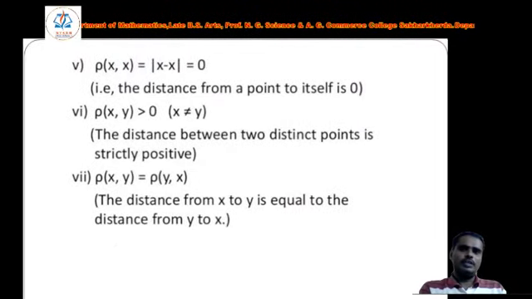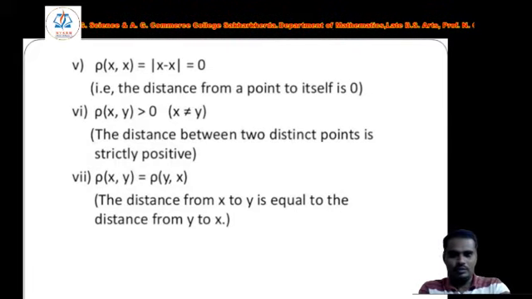Now the fifth property, that is distance x to x equals mod of x minus x, that is 0. That is the distance of the same point to itself. Point to itself is always 0. Now the distance of x, y is always greater than 0 when x is not equal to y. The distance between two distinct points is strictly positive. Now the distance of x comma y equals distance of y comma x, that is distance from x to y is equal to the distance from y to x.